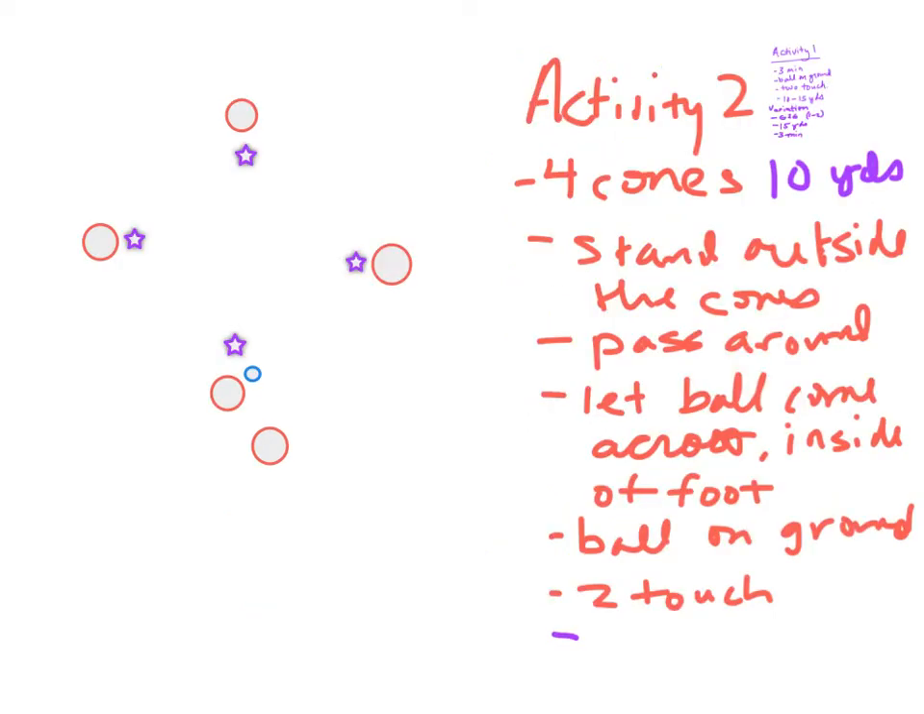Activity 2 is 4 cones, each one about 10 yards apart. Everybody's going to stand outside. So the objective here is to pass and to stay outside the cones. This person here needs to step back possibly.